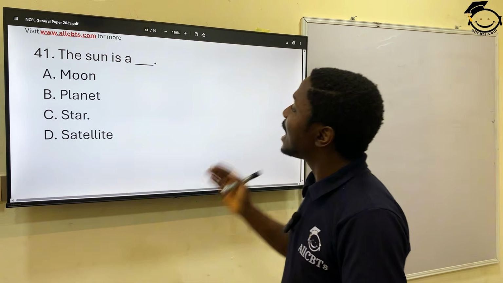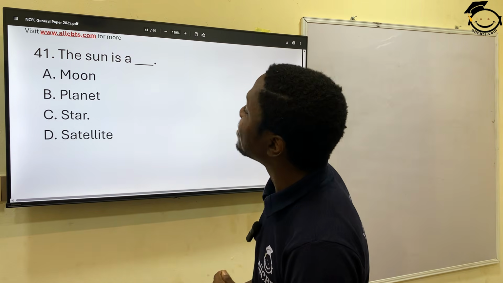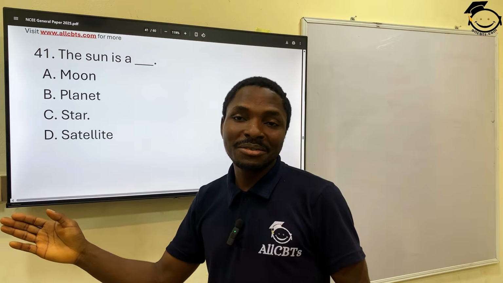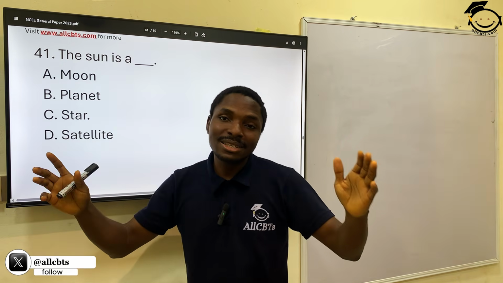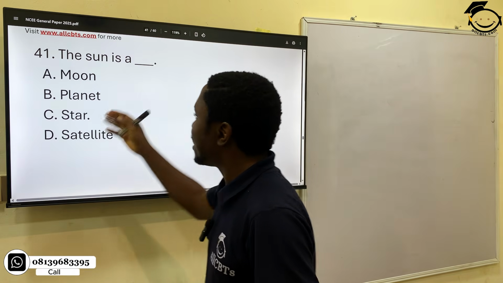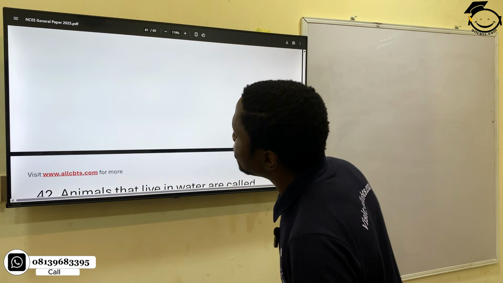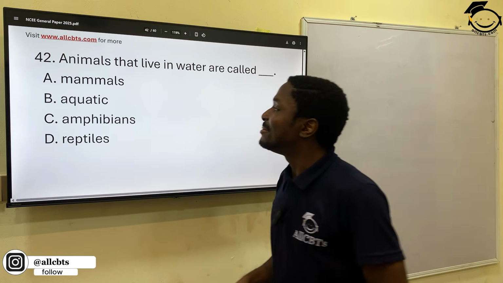41. The sun is a dash. Is it a planet? No, the sun is not a planet. Okay, the sun is a moon? No, the sun is a star. Okay, it's a bright, large star. What are stars? Stars are galaxies that illuminate. Okay, so the sun is a star.